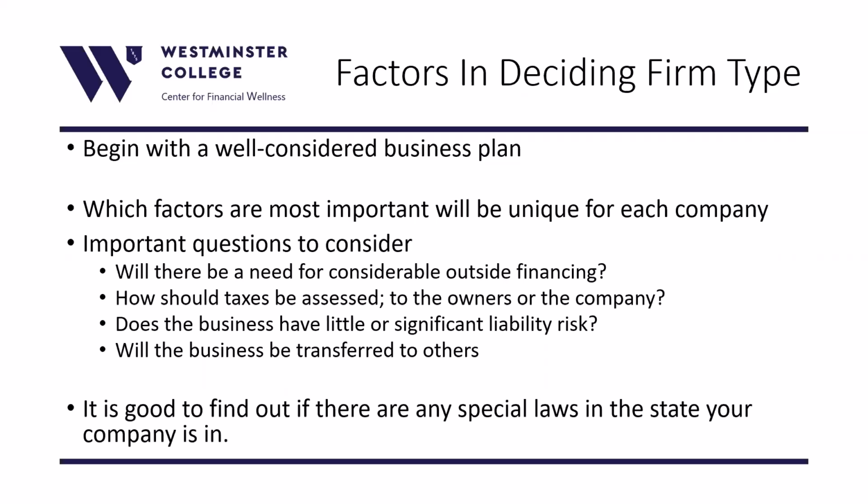Then you'll have a good beginning to start asking some questions about the type of work that's going to be done in your business, your goals for the business. So which factors are most important will be unique for each company. For example, if you're a bungee jumping service provider, you're going to have high liability, right? So liability risk will probably be a big factor in choosing your business firm type.